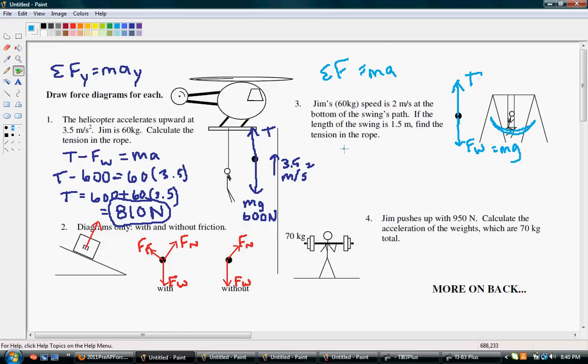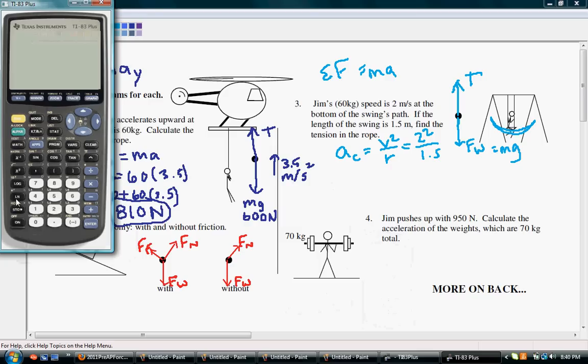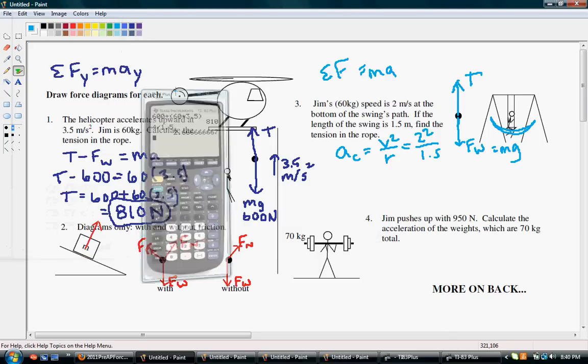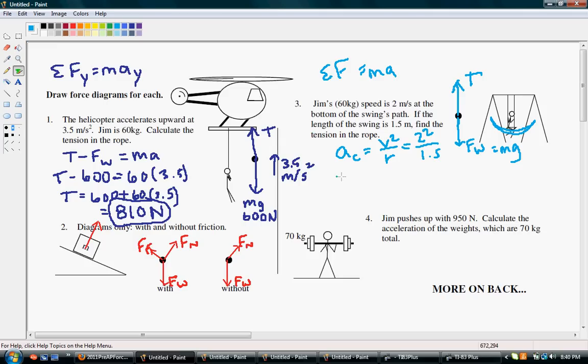The centripetal acceleration is always velocity squared over r. So for us, it's going to be 2 squared over 1.5. 2 squared is 4, divided by 1.5, and our acceleration is 2.7, or we can call that 2.67.